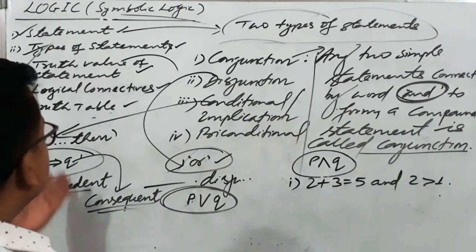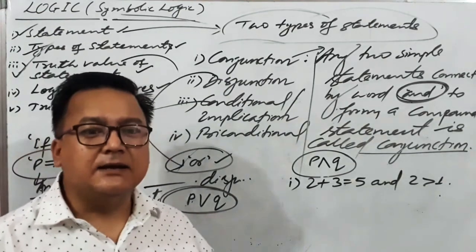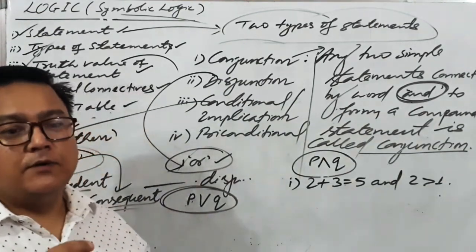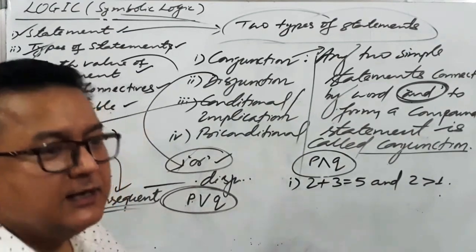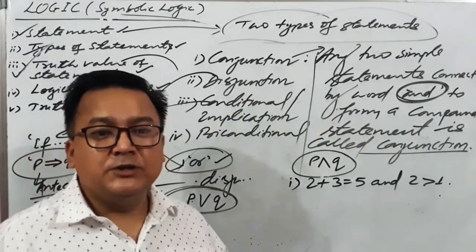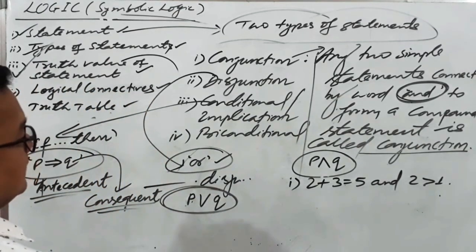For example, I told you already, if ABC is a triangle, then the sum of the angles of the triangle is equal to 180 degrees. If I go to market, then I'll bring chocolates, right? So these are the examples of the conditional.